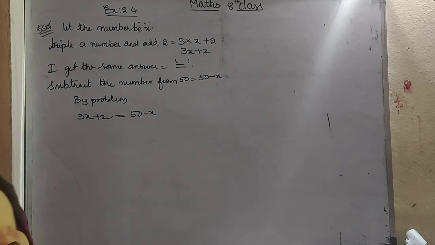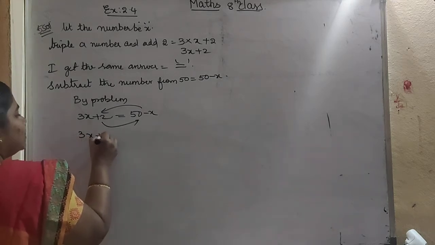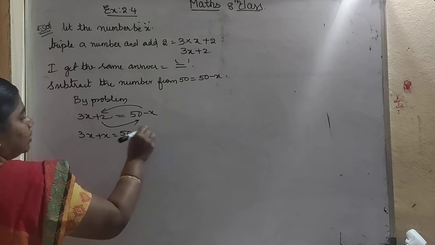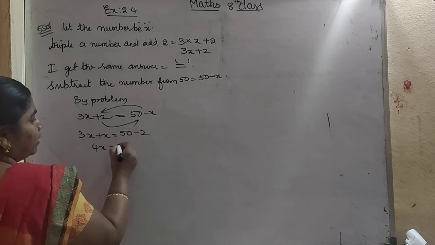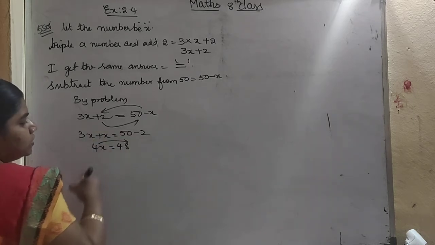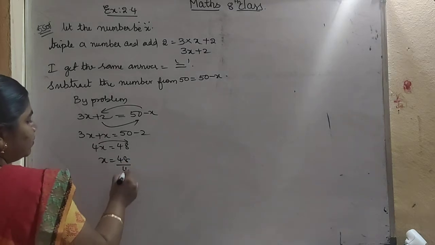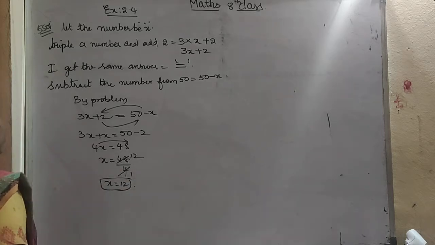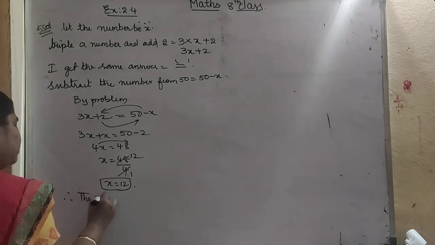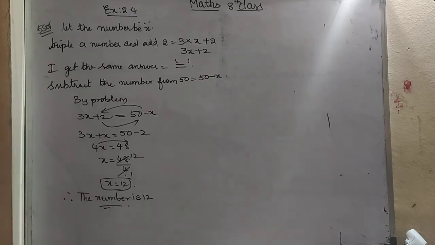Now transpose all the values. Send this minus x to this side and plus 2 to the other side, and it becomes minus. So 3x plus x equals 50 minus 2. 3x plus x is 4x, equals 50 minus 2, which is 48. Transpose this 4 to the other side, so x equals 48 by 4. 4 ones are 4, 12 times. So the number is 12. This is our fifth solution.